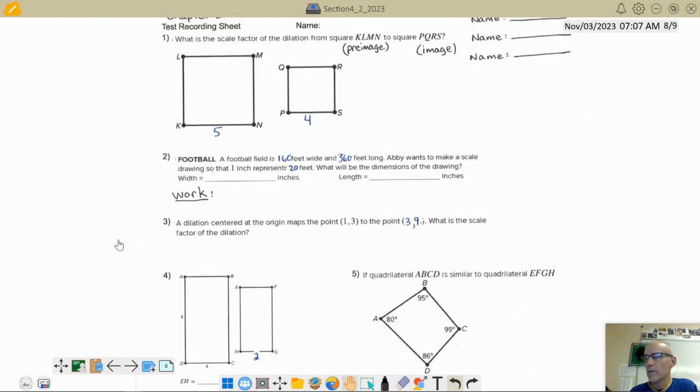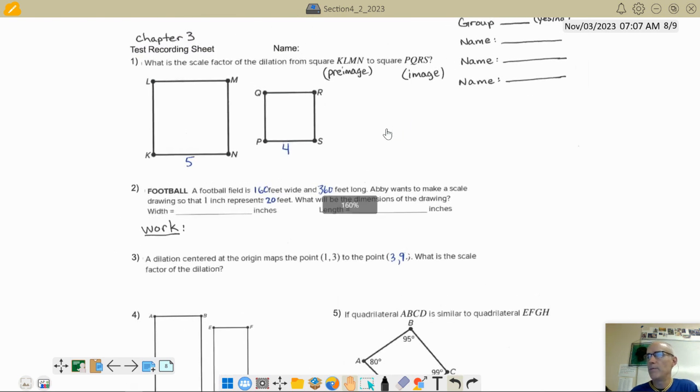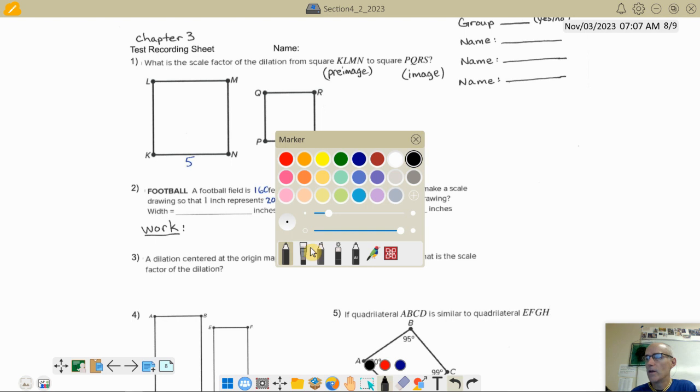I want to center this up a little bit better. It's asking for the scale factor, right? We said you got to take the image divided by the pre-image. So that means we got to do 4 divided by 5. Okay, so let's put that down.